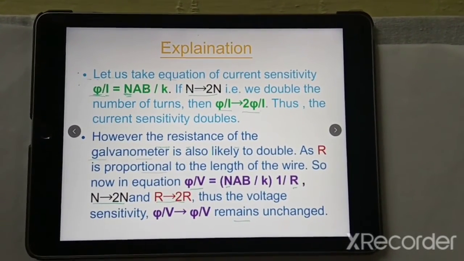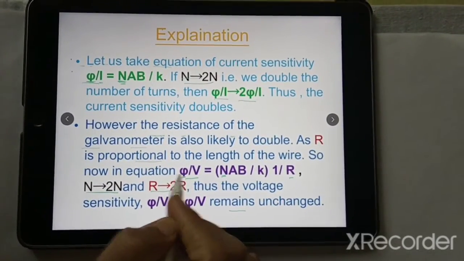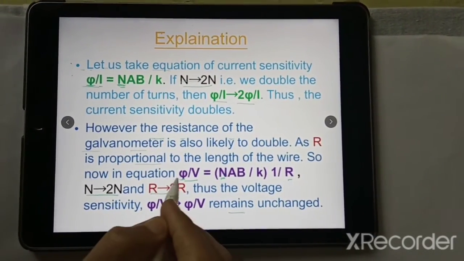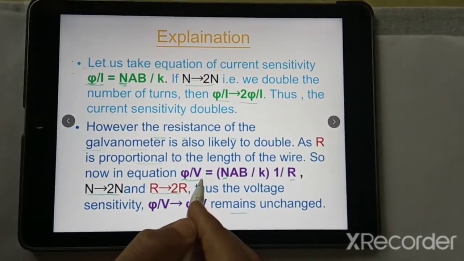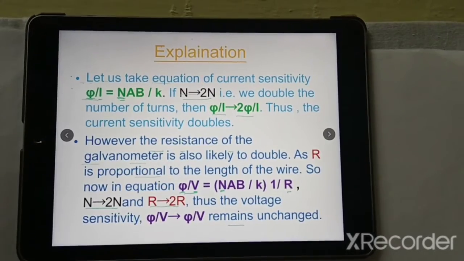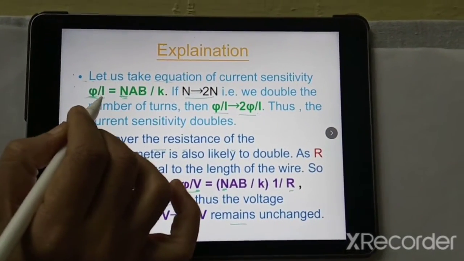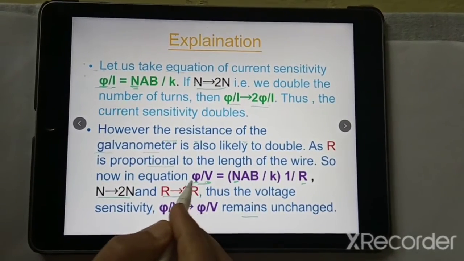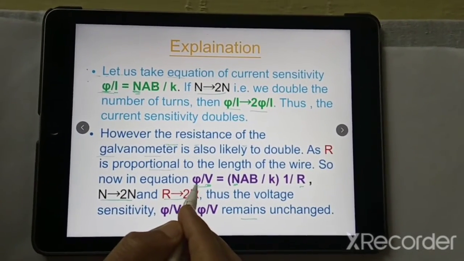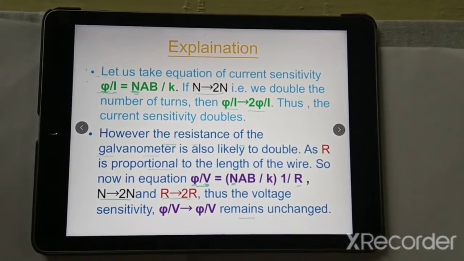But the other way of thinking is that if N gets doubled, the deflection gets doubled. But in the same way, if N gets doubled, the potential difference across the coil also gets doubled, but the current remains unchanged. So potential difference becomes double and deflection becomes double. So the voltage sensitivity remains unchanged.